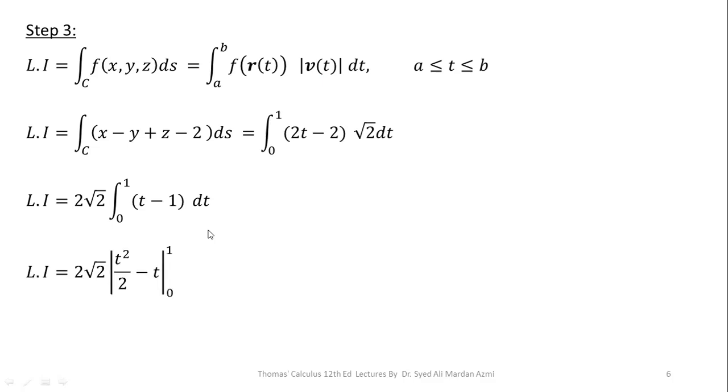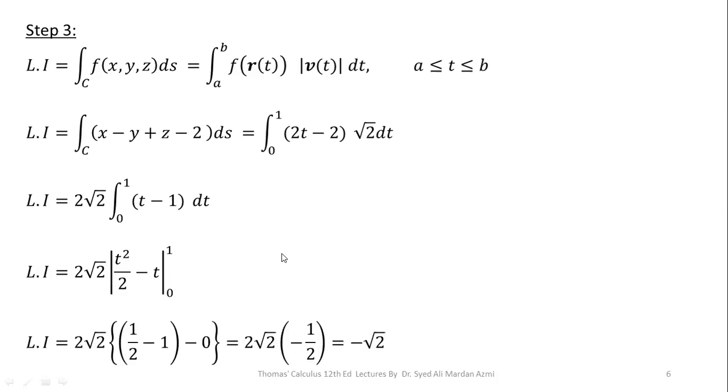In the next step, integrating. The integration of t is t squared by 2 minus the integration of 1 is t for the given limits. In the next step, applying the limits and making the simplification, we will get our answer as minus square root of 2. And this completes this question.